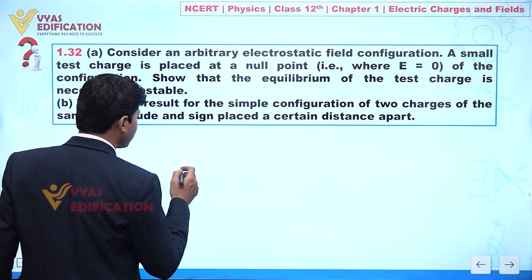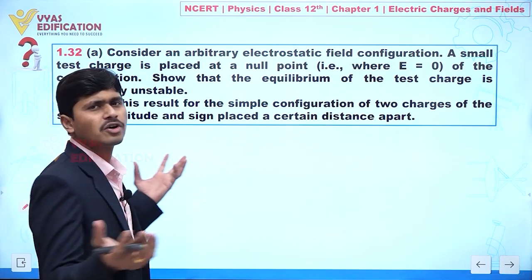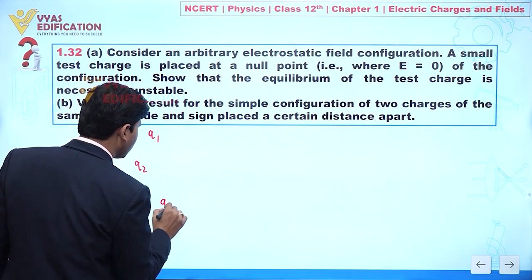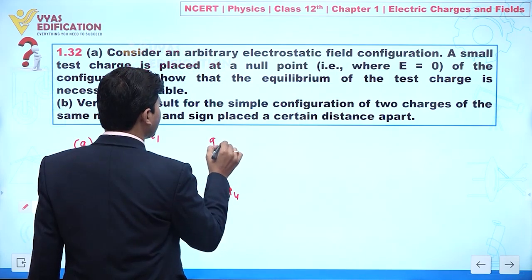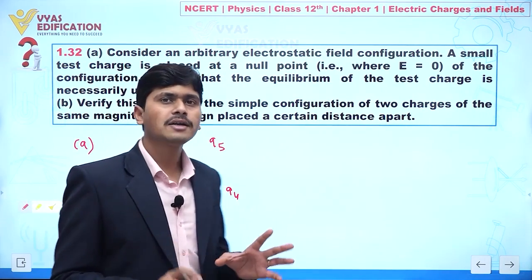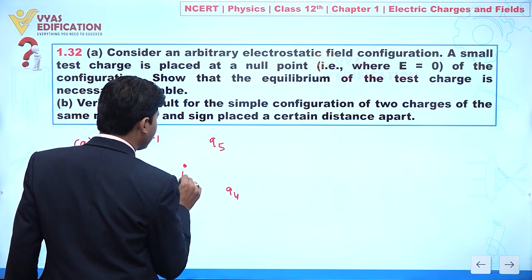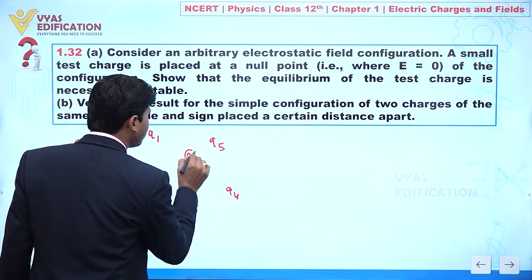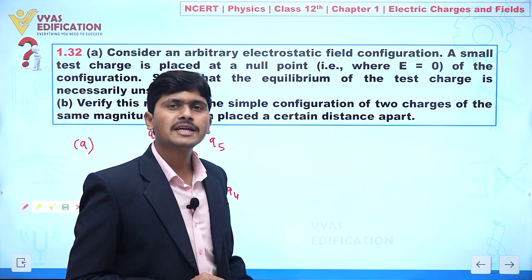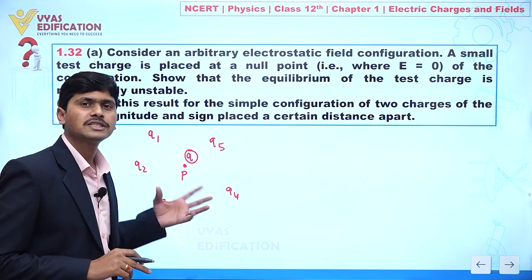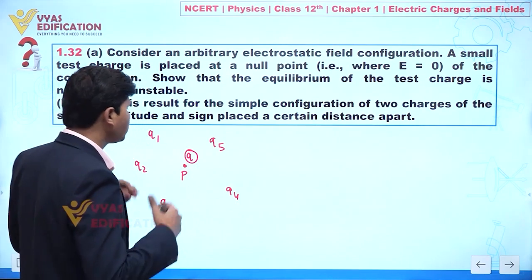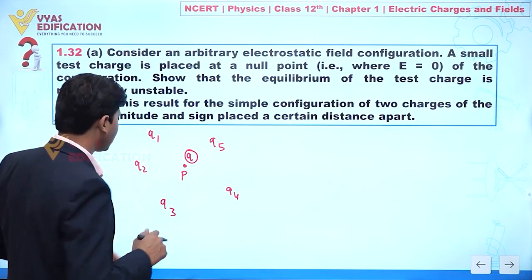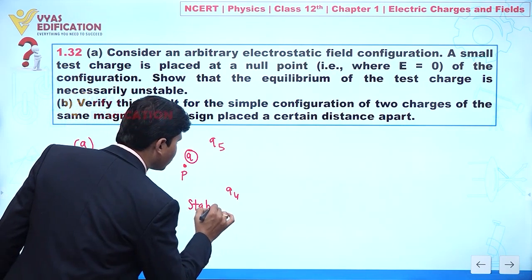Let's suppose we have any configuration, we don't know which. Let's suppose we have Q1, Q2, Q3, Q4, Q5. We don't know what the configuration is, but we have a point, let's suppose this is point P, where we have net electric field 0. Clear? Let's suppose we place a charge Q at this point. Definitely when the electric field is 0, there is no net force acting on this charge. And we are assuming, though we don't know, that it is in stable equilibrium.